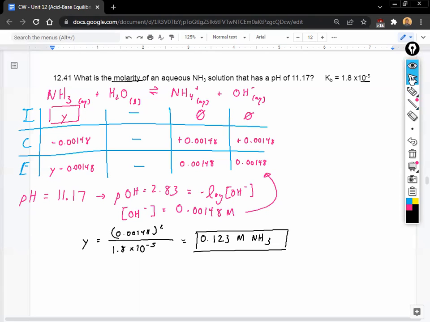All right, any questions? Hopefully not too bad. Okay, again, just get very comfortable with the ice table concept. It's very useful for the problems that we do. Okay, let's move on to the next topic.